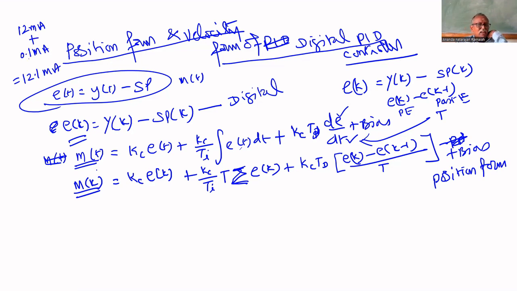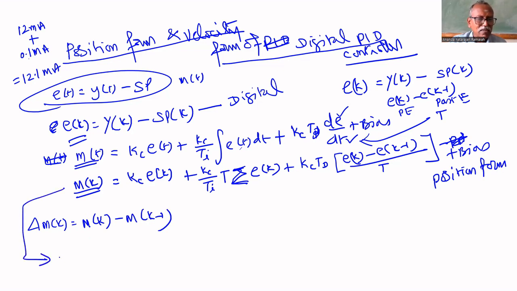Like that, we are going to find delta M of k. To find delta M of k, we have to find M of k minus 1. M of k is available. If you find M of k minus 1, the difference is delta M. So delta M of k equal to M of k minus M of k minus 1. So what is M of k minus 1? From here we can write M of k minus 1.